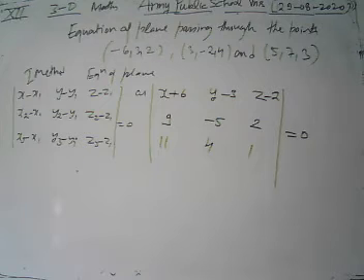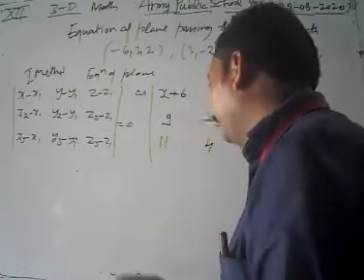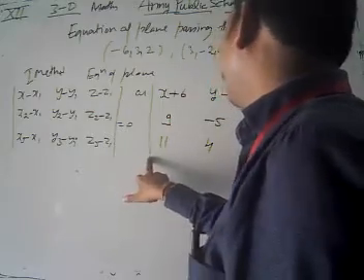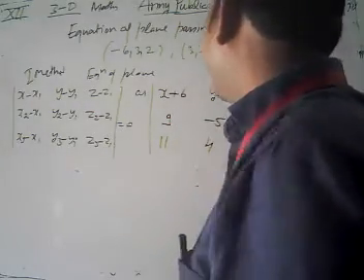After putting the values, what do we get? 11, 4, 1, 9, minus 5, 2 and x plus 6, y minus 3. Now, how can we get the equation of plane? We are going to explain this determinant to get our equation of plane.